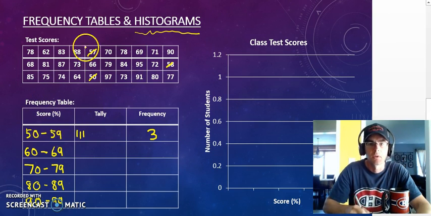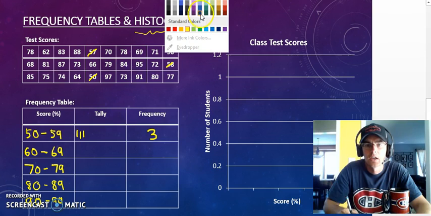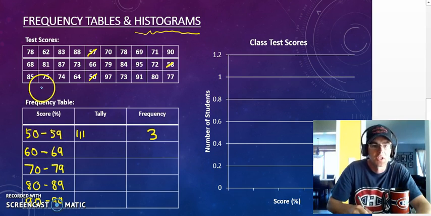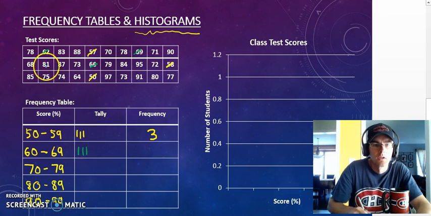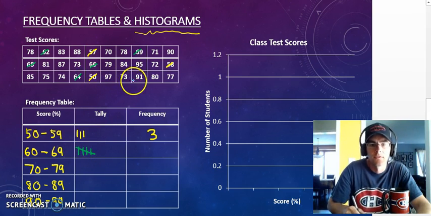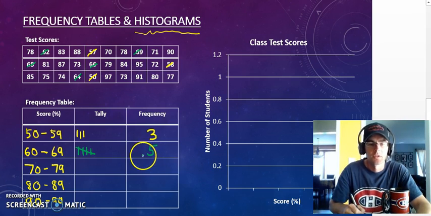60 to 69, I'll actually do this a different color to avoid any kind of confusion. Let's just do this color here. 60 to 69, so we got 1. We got 2. 3, 4, we got 5. I'll cross them out to represent my 5. And that's it. So now I got 5. I'm going to do the rest of them now to save some time. So I'll be back in a second.